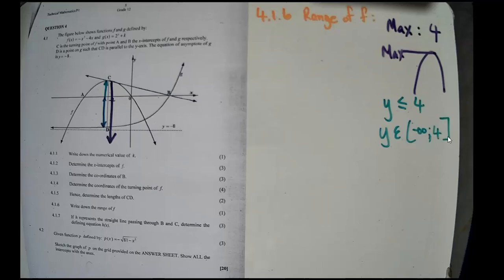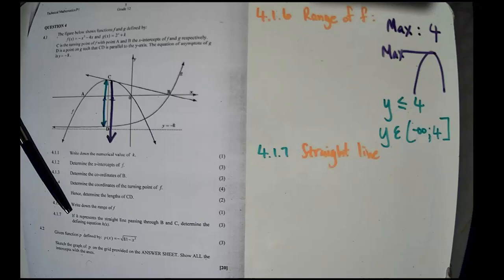The range includes 4 because at C it is exactly 4. So you can choose one of those 2 notations. Don't forget, y is an element of the real numbers, y is less than or equal to 4. That's the proper notation for that one. But this is a far easier notation to use, quicker.